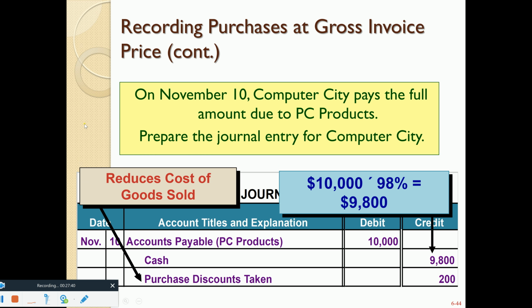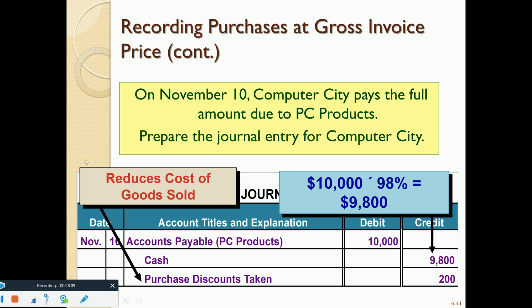Now, November 10th, we pay it within 7 days. We paid it within the discount period. So we're going to reduce the payable by the full $10,000 with a debit. But do we write a check for $10,000? No, we don't. We only write a check for $9,800, and that's why we credit cash for $9,800. The $200 is actually a purchase discount taken. That will reduce cost of goods sold.